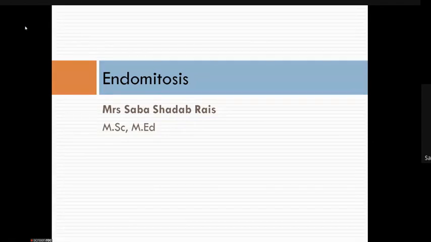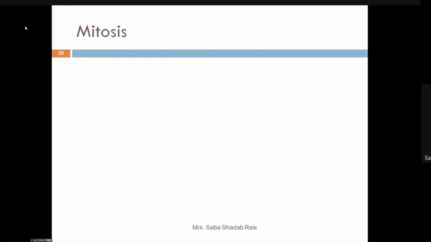So today we will talk about endomitosis. But before talking about endomitosis, we must know what is mitosis. What is mitosis? Mitosis is cell division. So at the time of cell division, the cell has different stages when it divides.